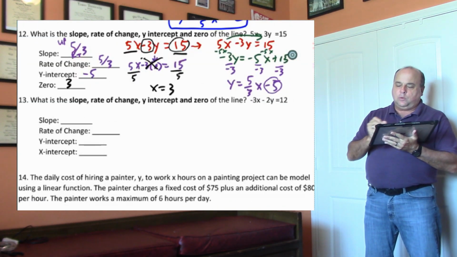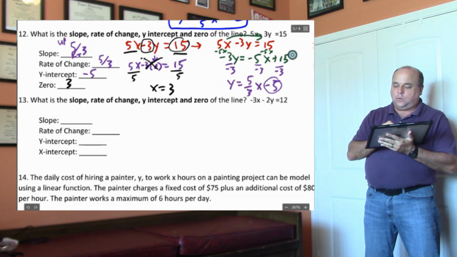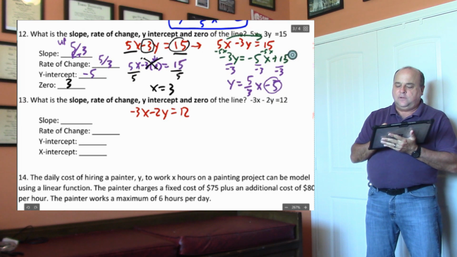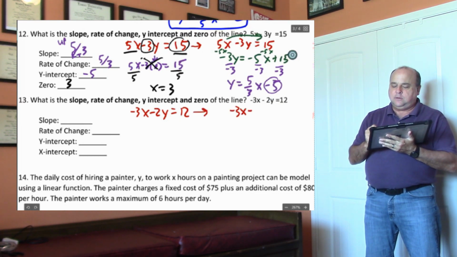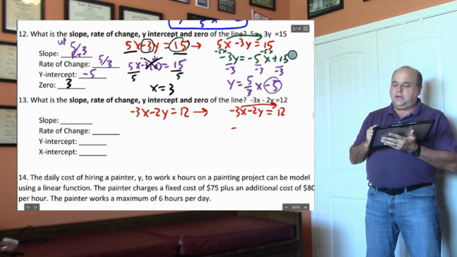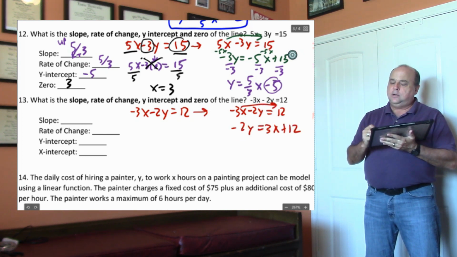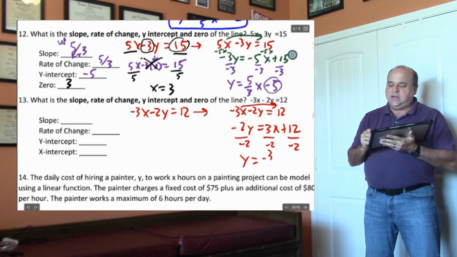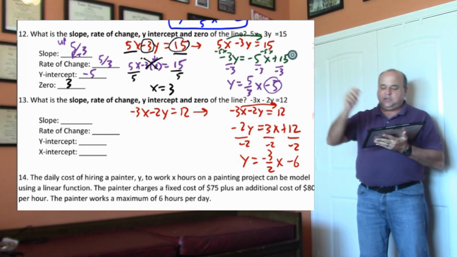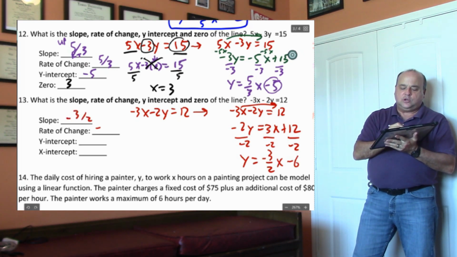Okay, so on number 3, we're going to do the same thing. We're going to solve this for y. So negative 3x minus 2y equals 12. Write down the equation again, because we're going to do more power with it in a minute. Move over the 3x. You'll get positive 3x plus 12. Divide by negative 2. And we'll get y equals negative 3 over 2 x minus 6, won't we? So our rate of change, or our slope, is negative 3 over 2.